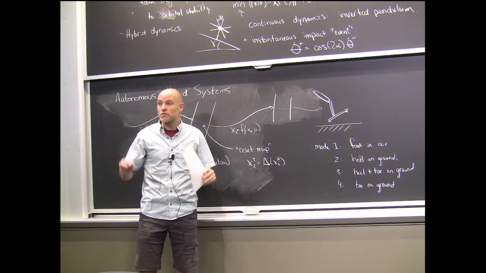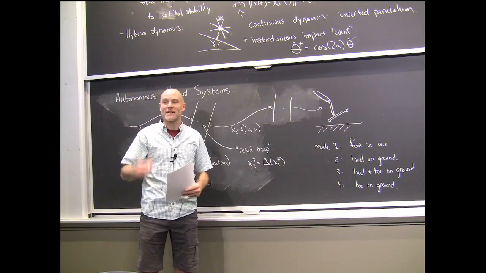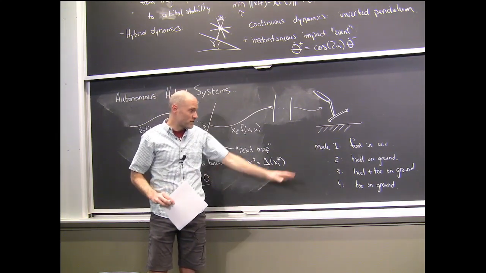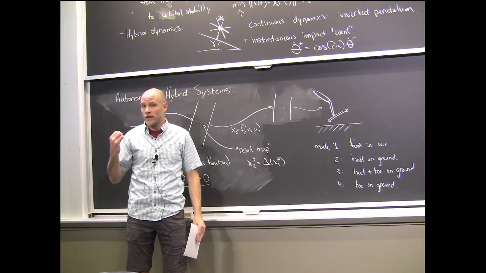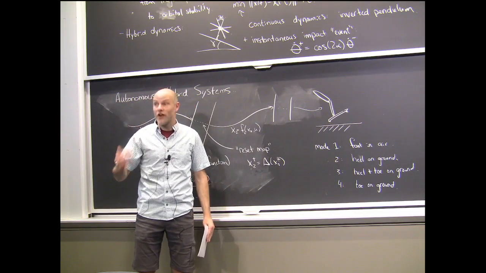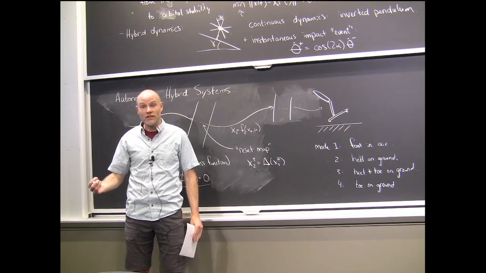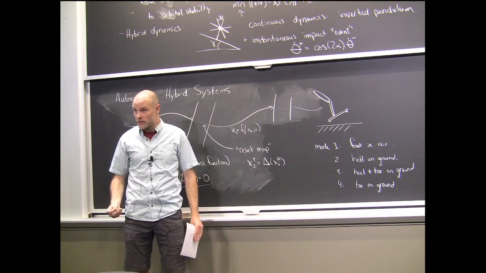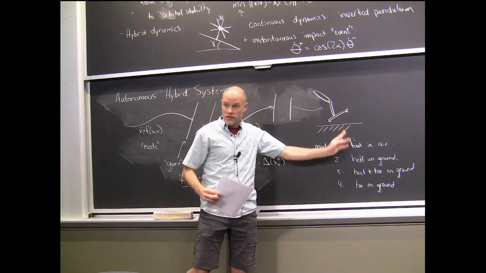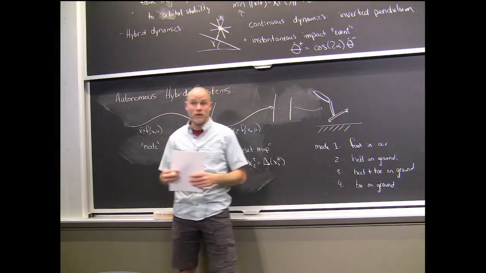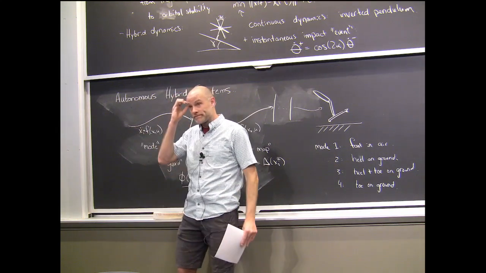If you don't prescribe a mode sequence, this is something I said to a few of you in your project feedback, then it gets a lot harder. We have tools for that, okay? But they're harder. The numerics are more squirrely. You're more likely to get stuck in local minima. You can try to solve jointly for the order in addition to the trajectories, but even parameterizing that takes a little bit more work.